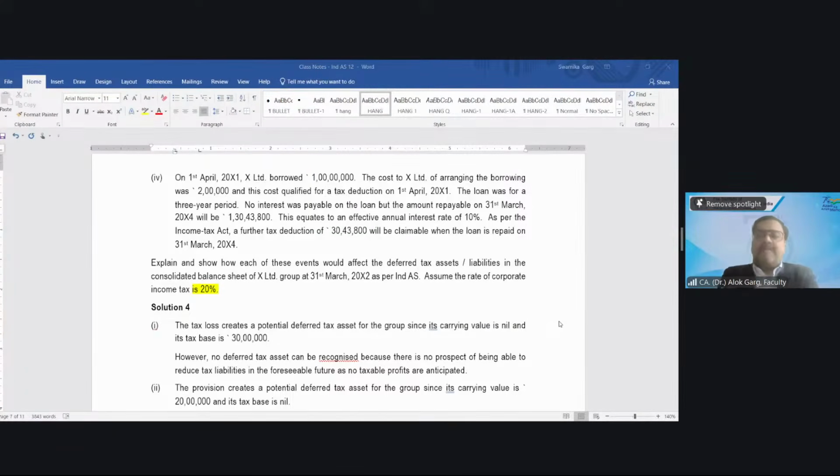One crore plus 2 lakhs, sir. 1 crore 2 lakhs. 1 crore plus 2 lakh or 1 crore minus 2 lakh? I mean minus 2 lakhs. 1 crore minus 2 lakh. Okay.